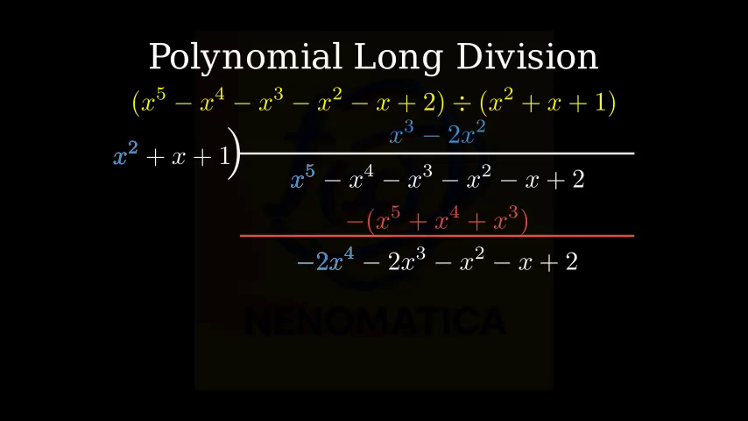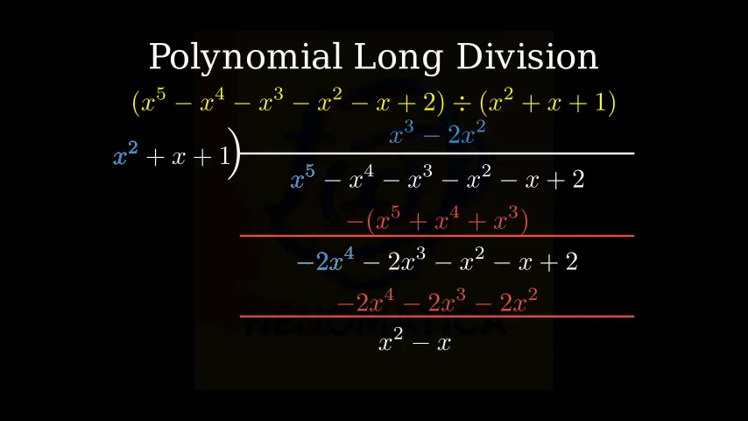We multiply negative 2x squared by our divisor. Negative 2x squared times x squared plus x plus 1 gives us negative 2x to the fourth, negative 2x cubed, and negative 2x squared. Then we subtract by changing the signs and adding. After subtraction, we get x squared minus x plus 2.